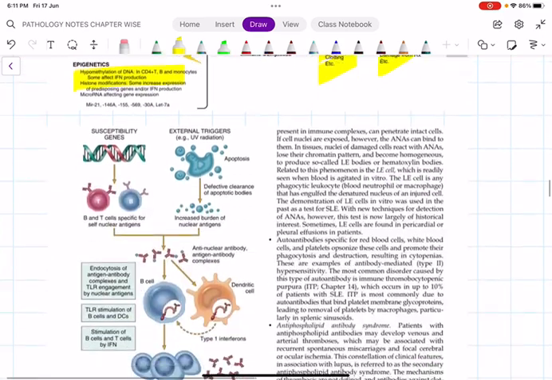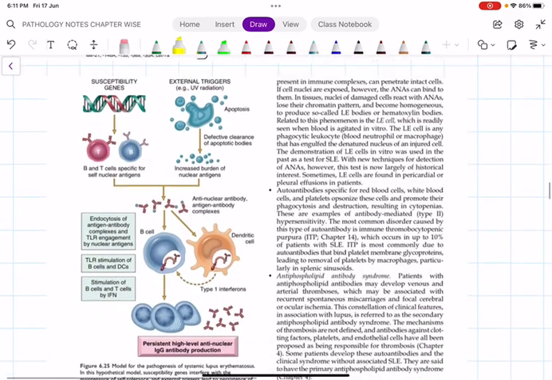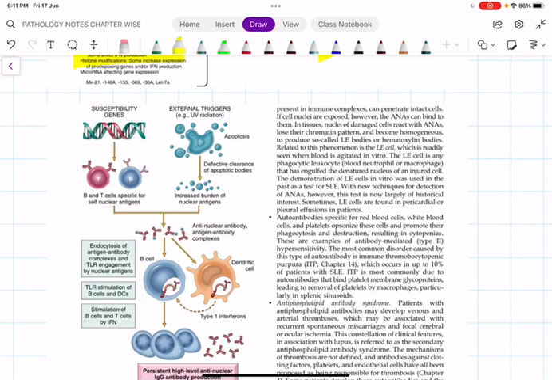Now let us see the model. This is the picture that you have to draw in your essay question or in your prof exam. Whenever there are susceptibility genes or external triggers like UV radiation, all this will stimulate B and T cells specific for self-nuclear antigens, or there is an increased burden of nuclear antigen, so antigen antibody complexes. I told you, SLE is a type 3 hypersensitivity reaction.